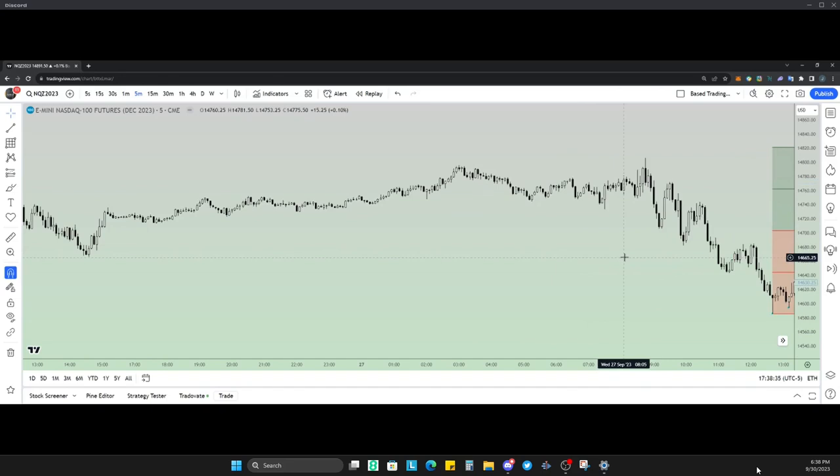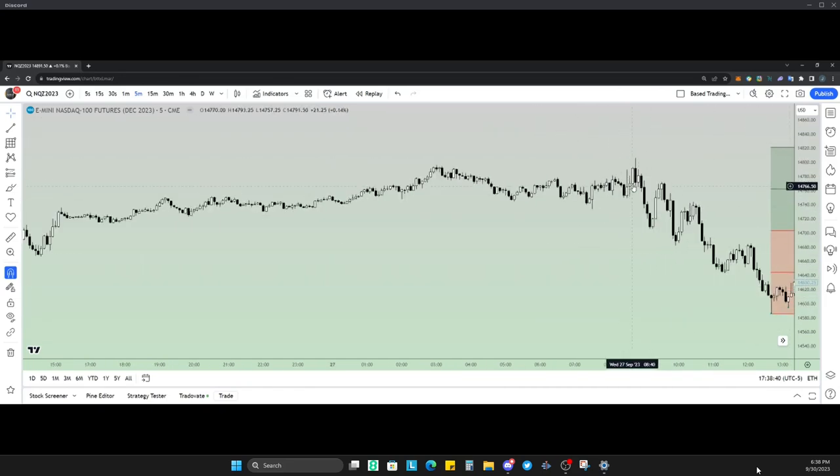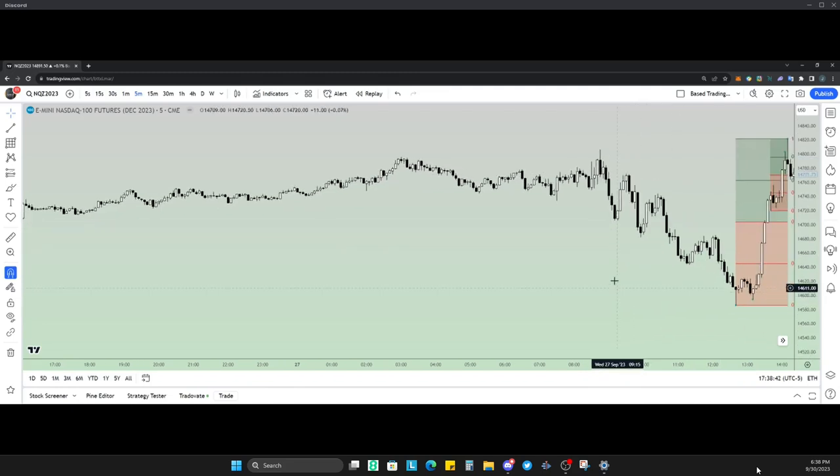Okay. And then we've got the same thing occurring in this previous opposing run to the downside. This is a dealing range to the downside, which is composed of several price legs here. One, two, three, four to be exact. Oh, five. Little baby one down here.